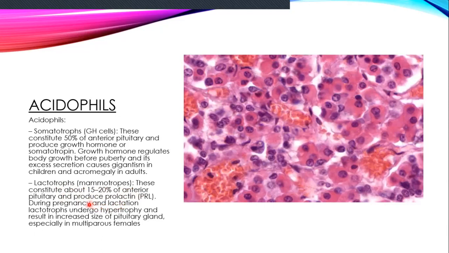During pregnancy and lactation, these lactotrophs usually undergo hypertrophy and result in increased size of the pituitary gland, especially in multiparous females. So in multiparous females, or females with more than one child, you find that their pituitary gland is slightly larger than in nulliparous women or even men. So please remember there are two types of acidophils, somatotrophs and lactotrophs. Know their respective hormones and the action of those hormones.